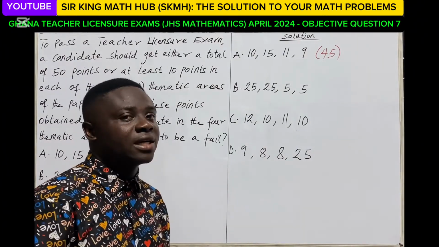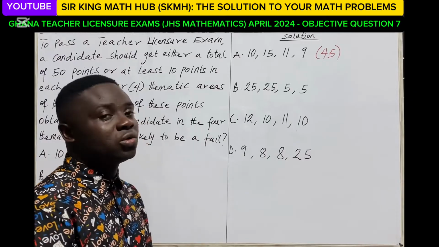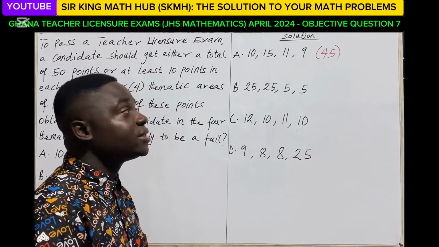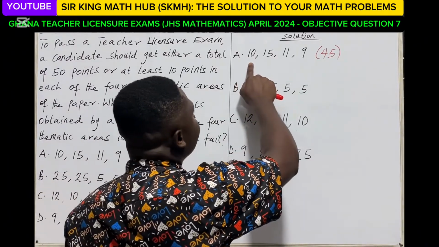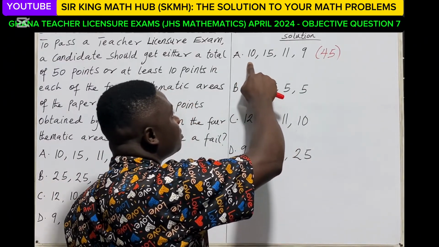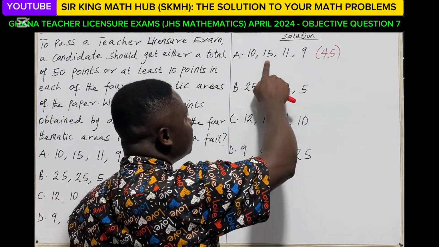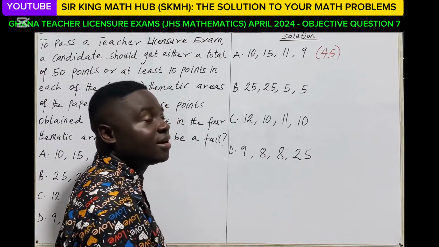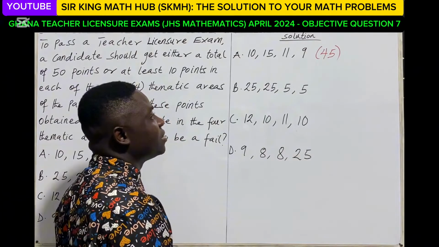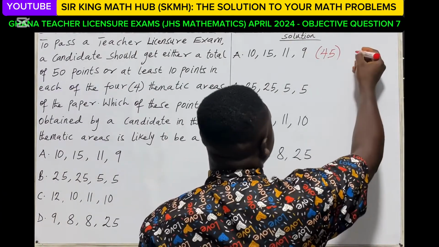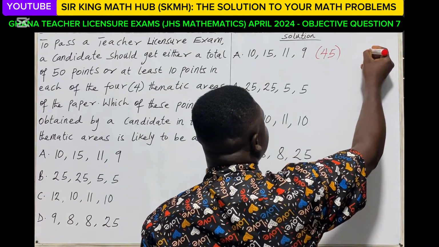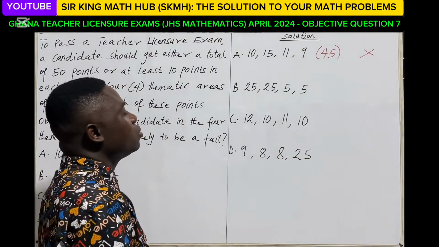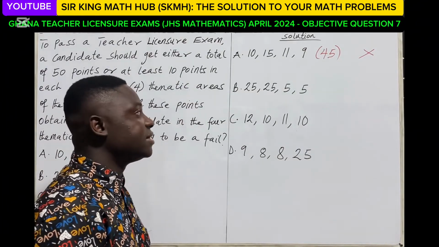Let's also look at the second condition. The candidate should also get at least 10 points in each of the 4 thematic areas. Now, for the first area, the student got 10. So the student is on course. 15, 11, and then 9. 9 is less than 10. So it means that this candidate will not pass the test. Let's also look at the other alternatives and see.